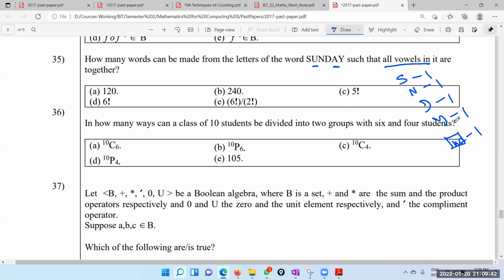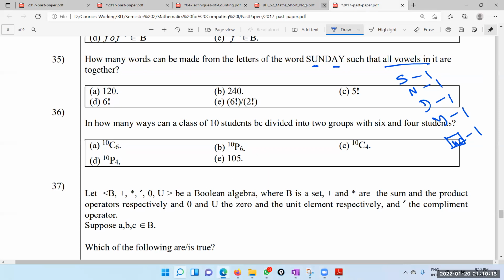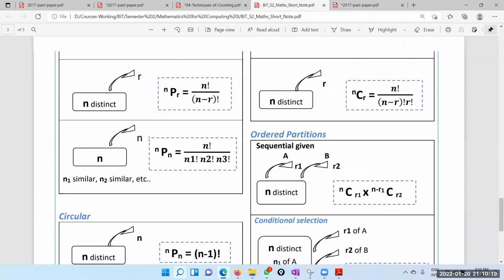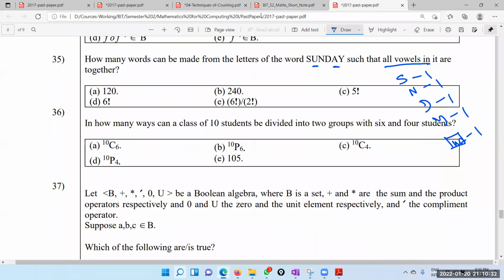How many words can be made from letters? When it says how many words, we usually assume we take all the letters and arrange them. The letters are distinct, so which model is this? n distinct things, we take all n and arrange. There are no identical ones, so factorial comes. Counting the block as one, we have 1 2 3 4 5, so factorial 5 comes.